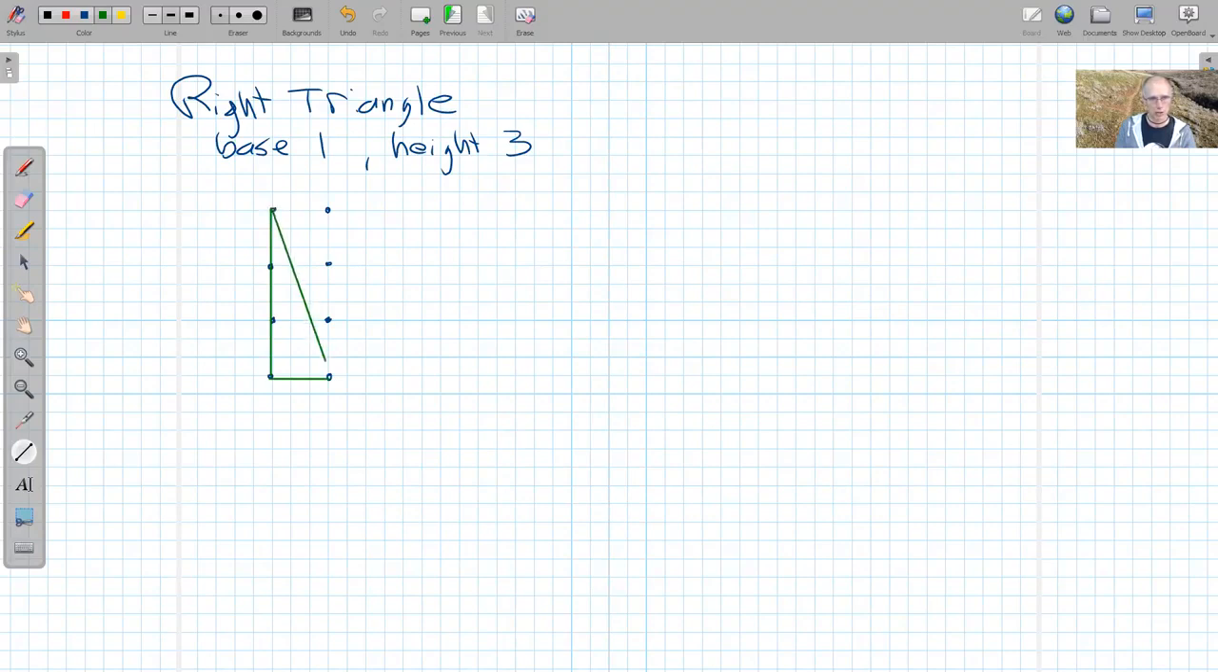And now, if I want the perimeter, I need to know what that diagonal is. And remember that this is a right triangle, so that's a right angle. So I want the perimeter. And I can see here the perimeter is 1 plus 3 plus whatever that diagonal is. So let's call it D for diagonal. That's a 1. That's a 3.